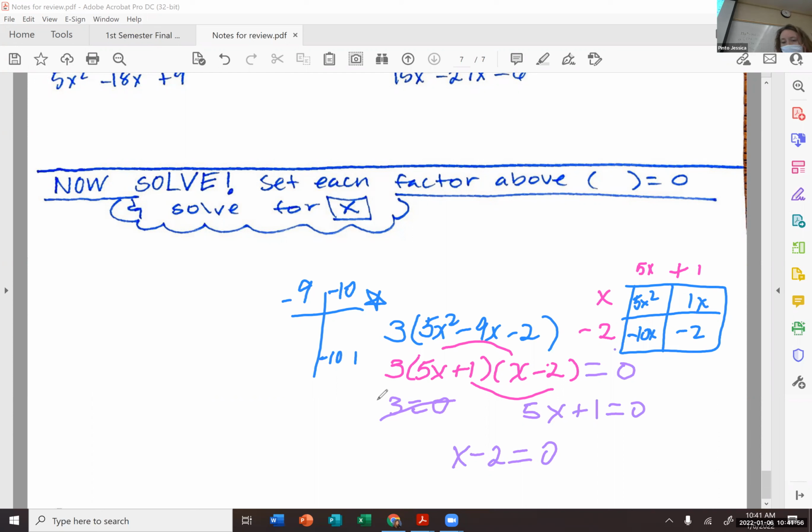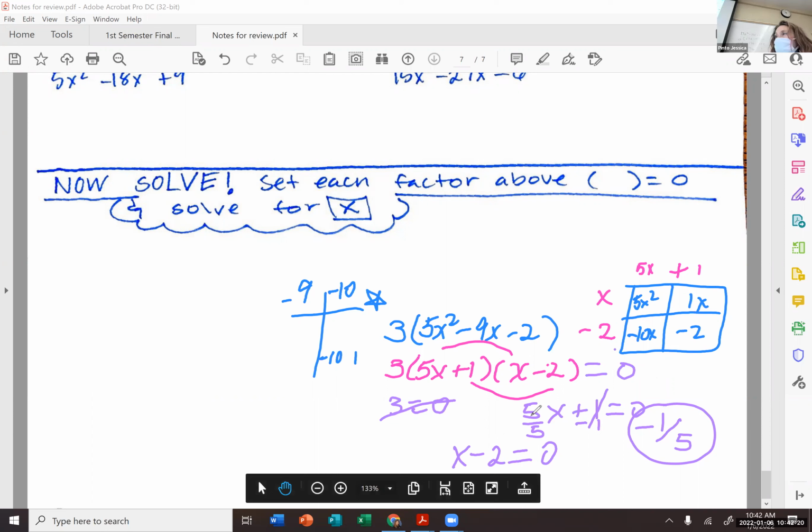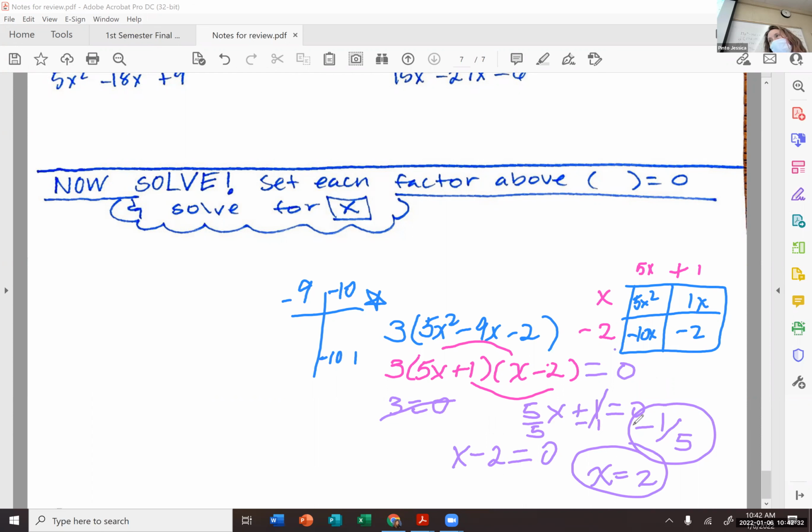So on the 5x plus 1, that has 2 steps that I'll need to do to solve for x. I'll subtract 1. And that would just be 0 minus 1, -1. And then I'll need to divide by 5 to get a fraction of -1/5. But then the x minus 2, that one's way faster because there's just 1 step, and I would just add 2, and I would get x is equal to 2. So just like we were expecting with an exponent of 2, we get 2 solutions. And that's what we got here.